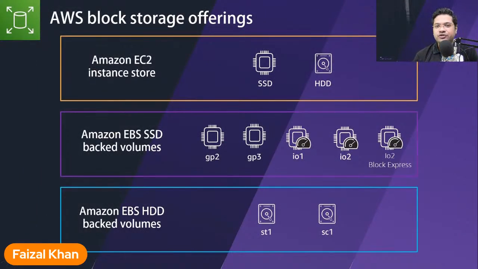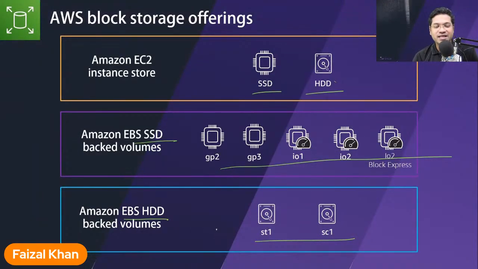There are different types of volumes that are available for your EBS volumes. For your instance stores, there is only SSD or HDD. You get to choose between solid state storage as well as your typical hard drives. When you talk about EBS volumes, then under EBS SSDs, you have several types of volumes, and even under EBS HDD, you have two types. In fact, they released another two recently, so about four types of volumes that are there for your EBS HDDs.